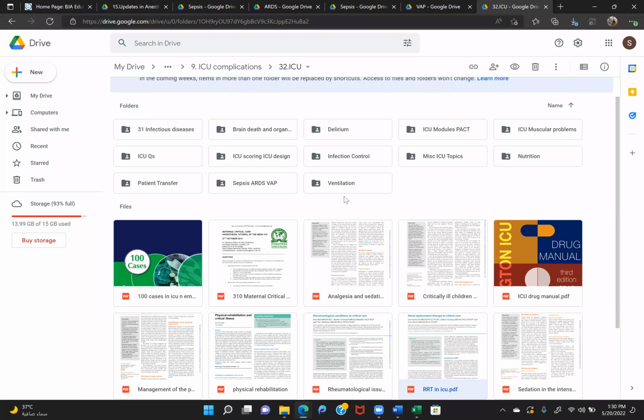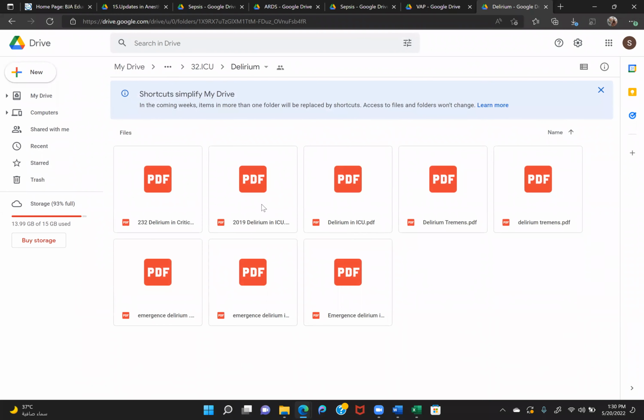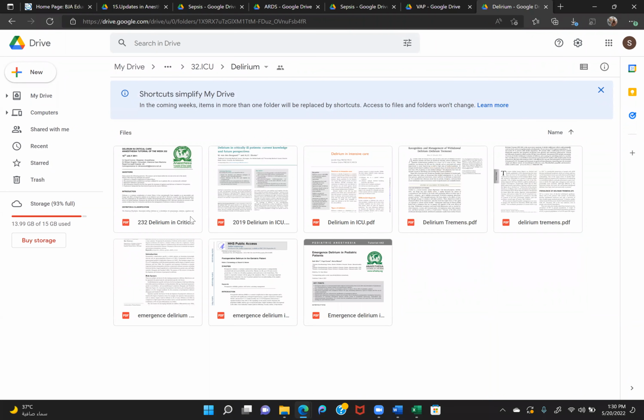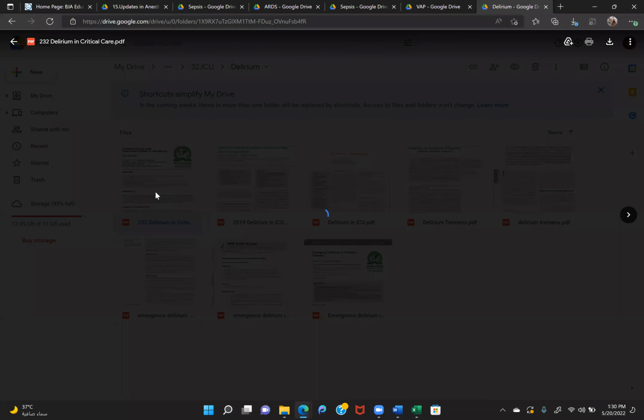What is CAM? Monitoring. Yes, the Confusion Assessment Method in ICU for delirium. Most of the time it is done 24 hours by the physician. And first, we can assess it by four things. If delirium, it is FIDA. FIDA means fluctuation.